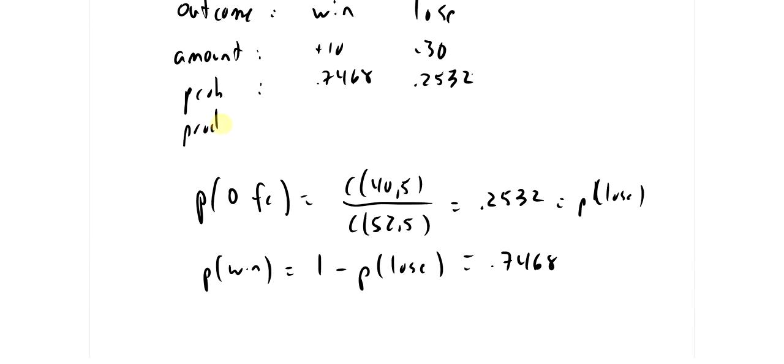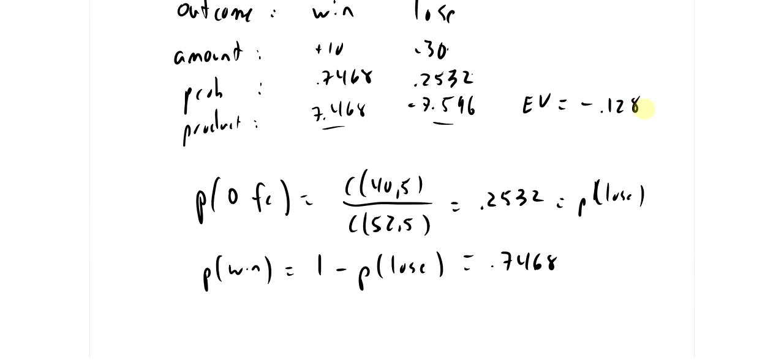So what are our products going to be? 10 times 0.7468, that's 7.468. Minus 30 times 0.2532, that's minus 7.596. So what's your expectation value? Add these two together, and that gives you minus 0.128.